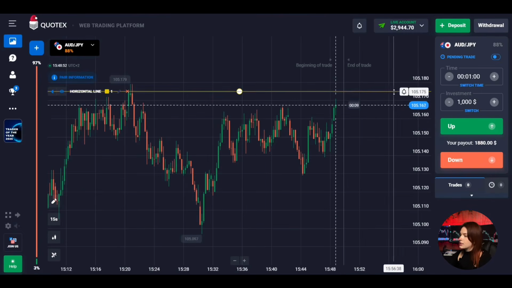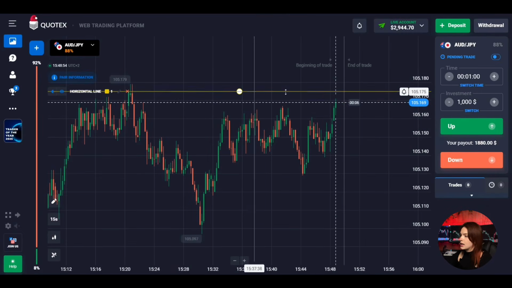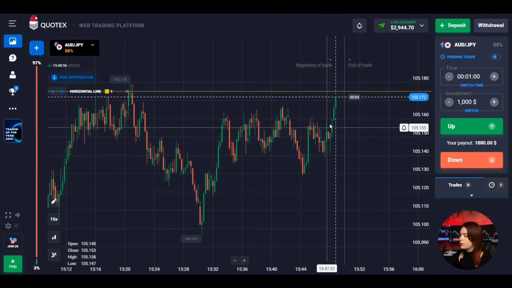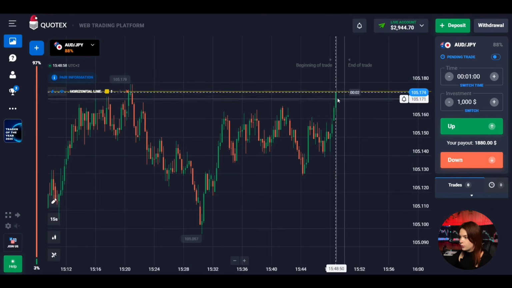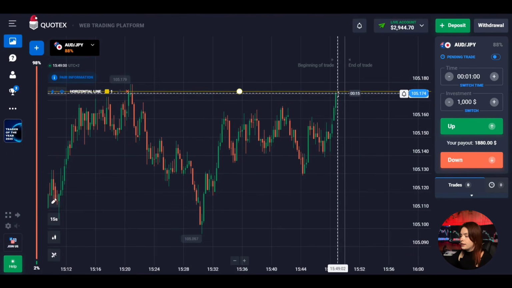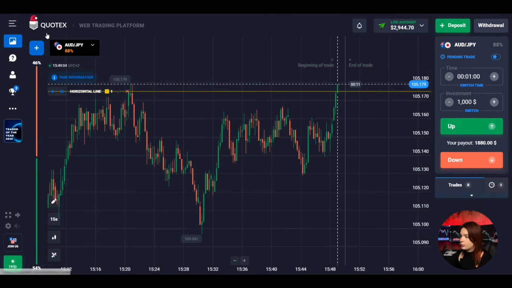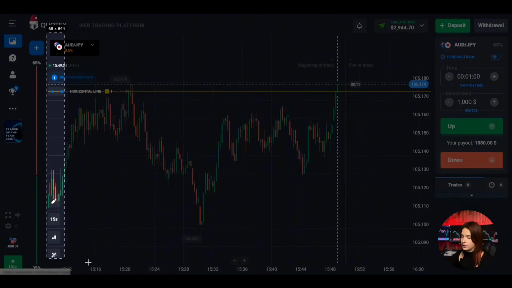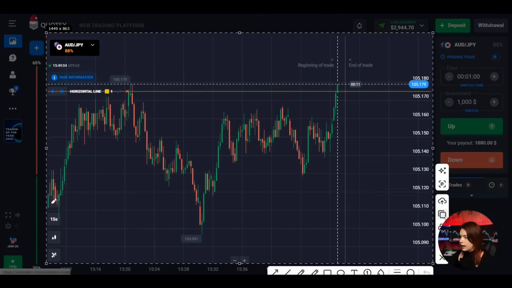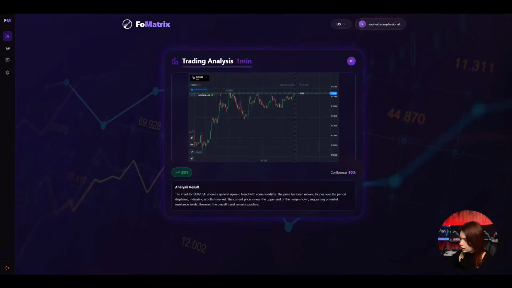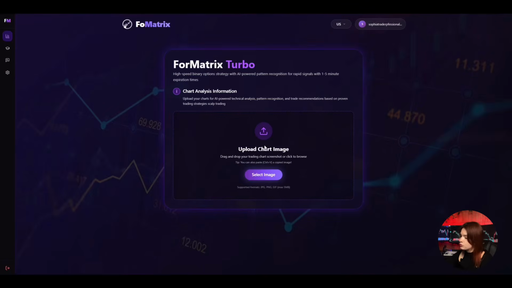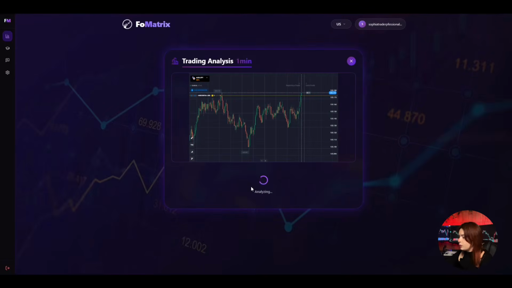So guys, we have a resistance level up here. At the same time, we can see that at the moment the price is approaching our level. Fairly confident green candlesticks have formed. We also see that the price is already starting to go beyond the level. Now we will highlight the image of this chart, then copy it and switch to the Formatrix platform. Then we pass the image of the new screenshots here. Now we are just waiting for the platform analysis.